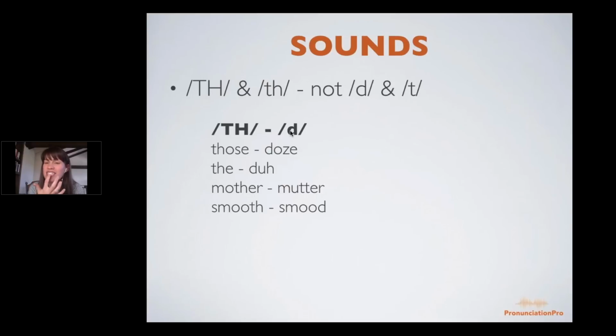Okay, so your tongue is touching the back side of your teeth on that ridge there. Duh, duh, duh. And it's a burst sound. Okay, it's a burst sound.